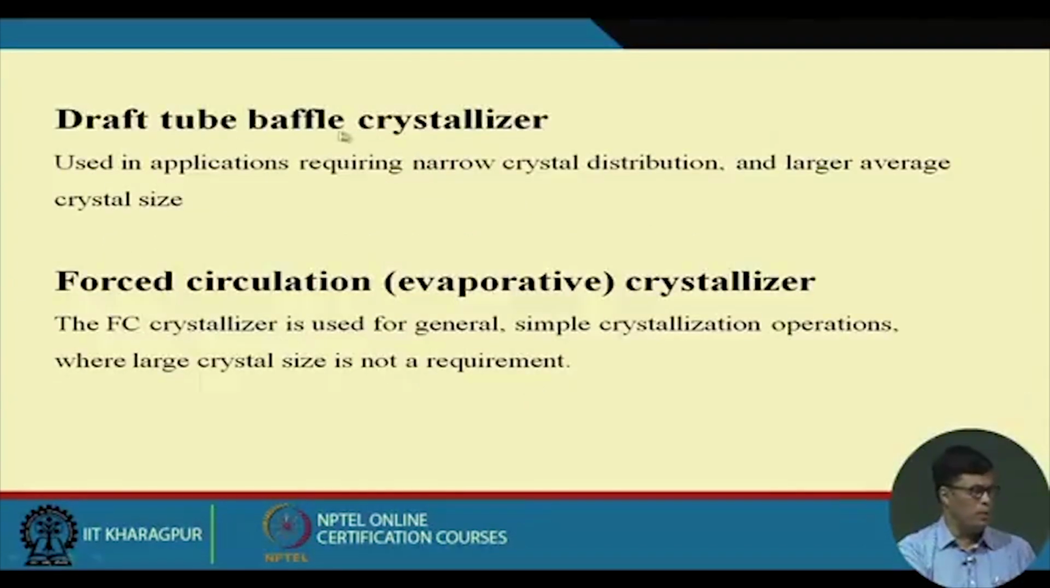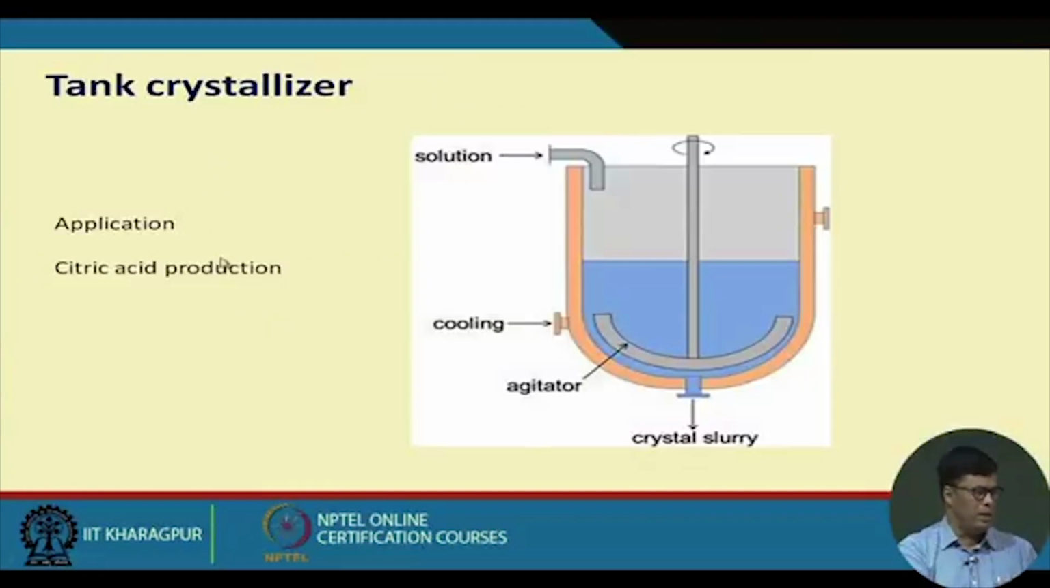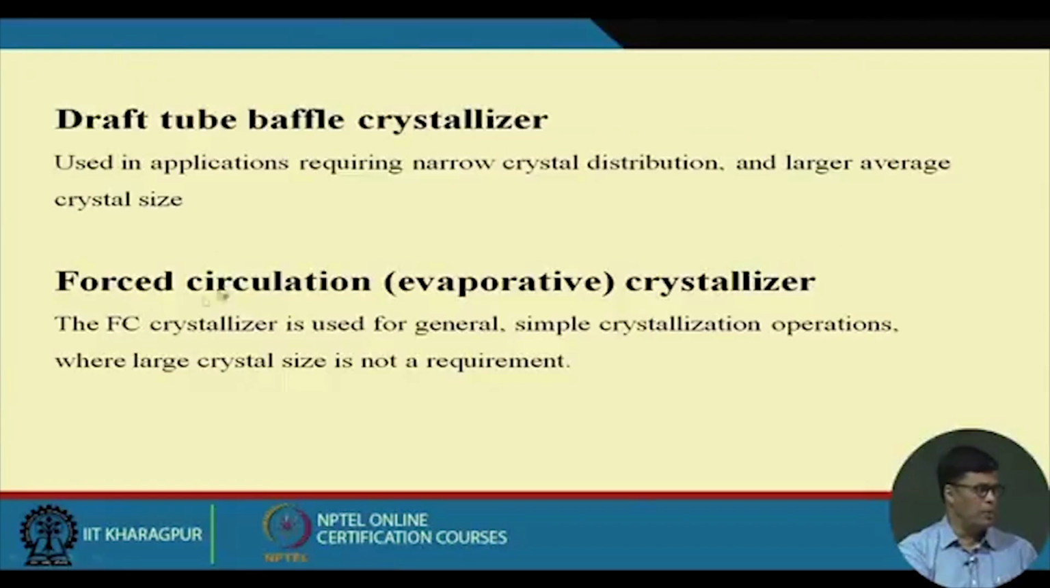Now, the draft tube crystallizer is used in applications requiring a narrow crystal size distribution and a large average crystal size. Because I work with the citric acid industry, I work with the tank crystallizer. I shall tell a little bit of detail on that, and the information on this crystallization process is already available on the internet.